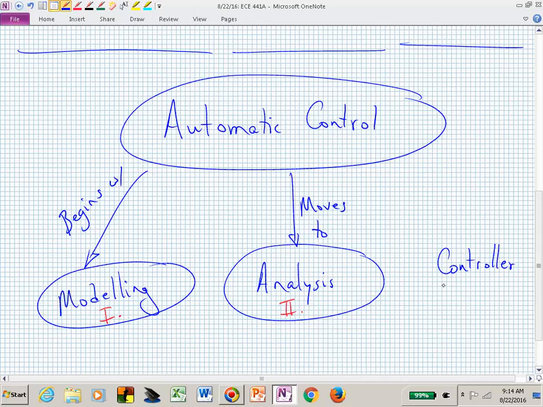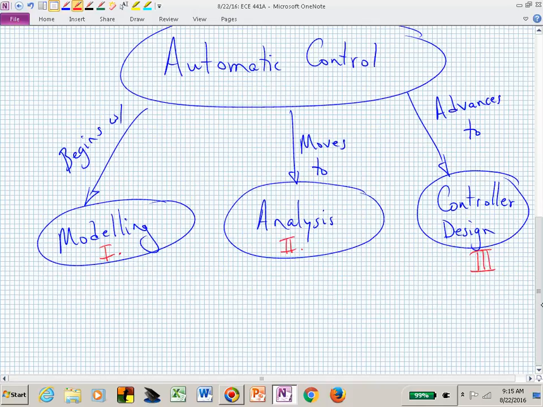move into the third phase, which is the design phase of controllers. And that's the third part. And what I want to do now is just very quickly talk about those three parts of the overall class. But that's a very high-level view of what we will be doing.